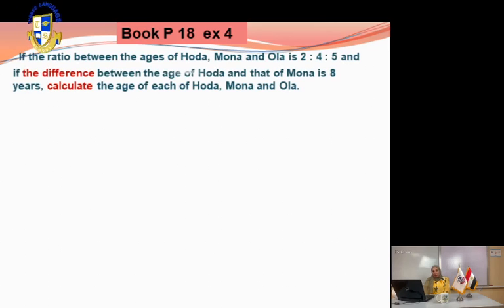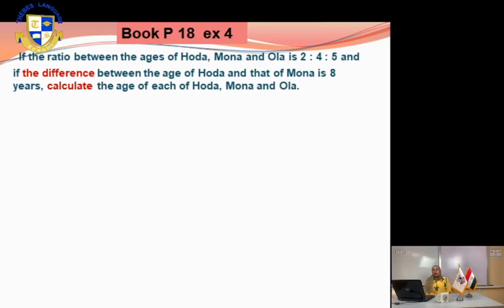If the ratio between the ages of Huda, Mona and Ola is 2 to 4 to 5, and if the difference between the age of Huda and that of Mona is 8 years, calculate the age of each of Huda, Mona and Ola. Okay, first take care. Here I have a difference. Difference between who? Difference between Huda and Mona. If I have 3 ratios, take care the difference will be between just 2 of them, not all of them.